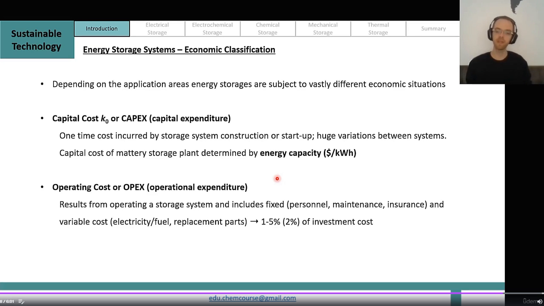The second big cost part is the so-called operating costs, or OPEX, the operational expenditure. This results from operating a storage system, including, for example, costs for personnel, maintenance, insurance, and also variable costs, for example, for electricity, fuel, and replacement costs. Again, it is clear that, for example, a big dam or a storage facility for thermal storage requires totally different operational expenditures than a battery in your phone, where you just have variable cost in terms of electricity. Usually, this operating cost resembles around 1 to 5%, typically 2%, of the investment cost.